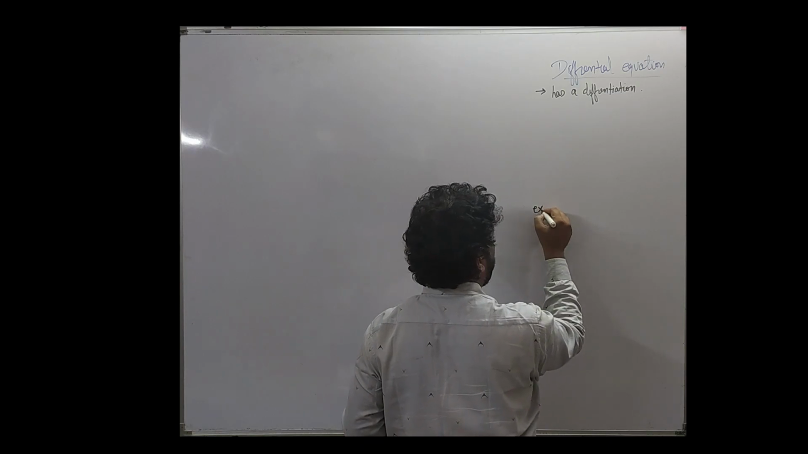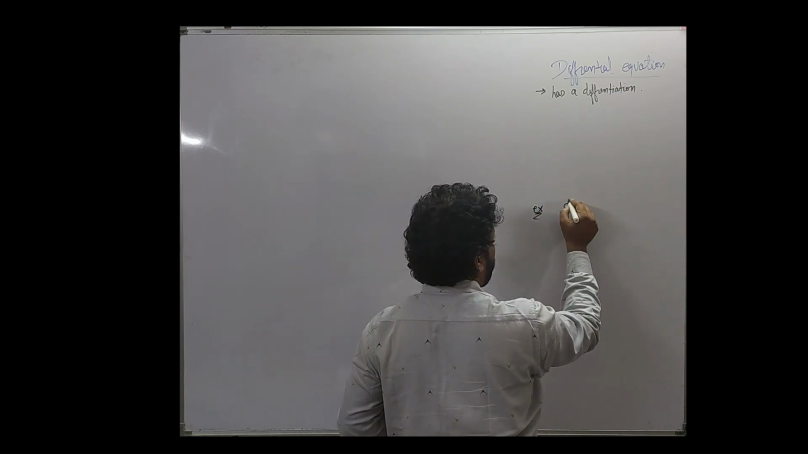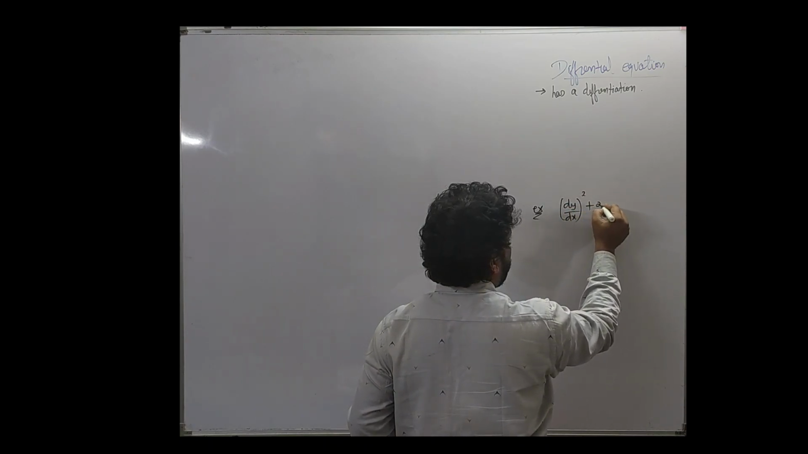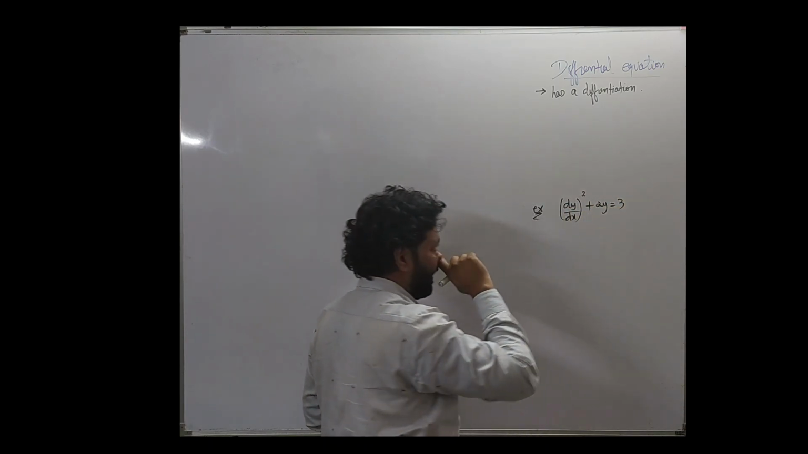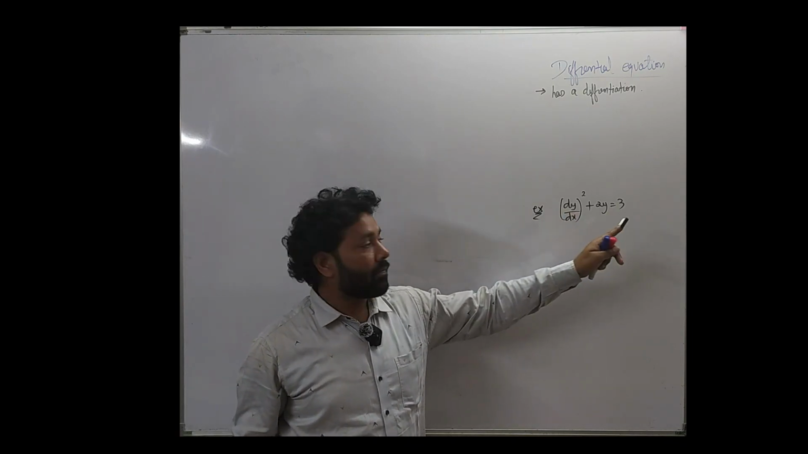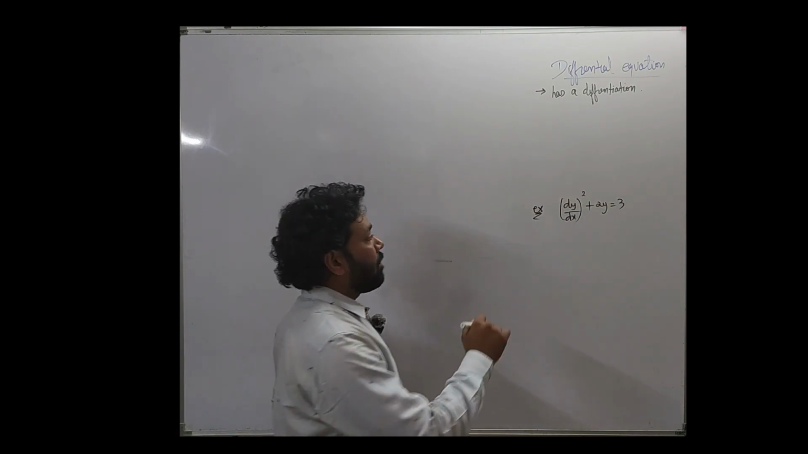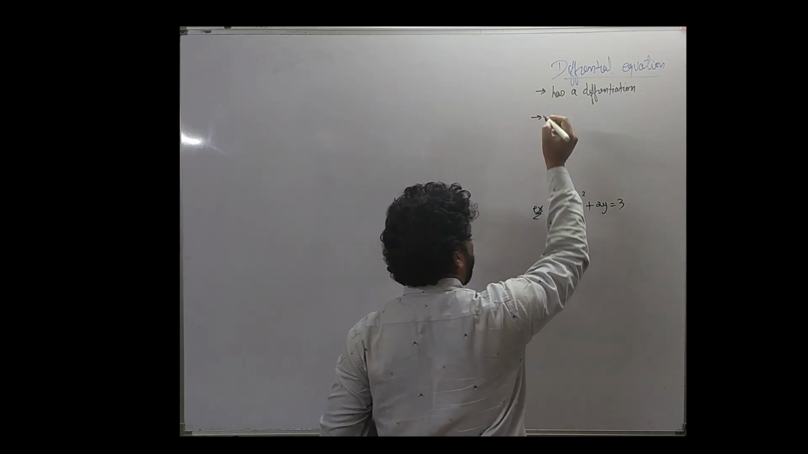Let's take an example. Let's say I write down (dy/dx)^2 + 2y = 3. So this is a differential equation. We have an equal sign, so it's an equation, and there is a differential term. So it helps us to identify the differential equation.